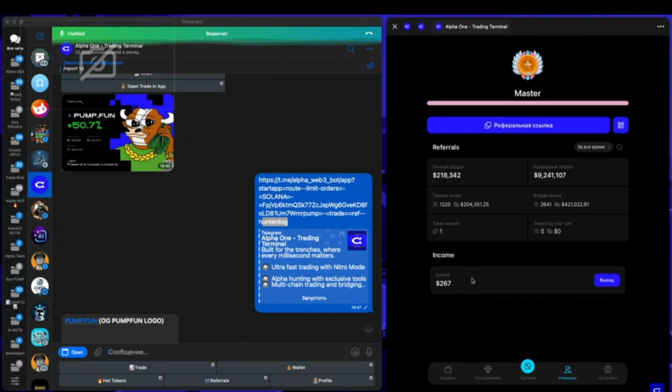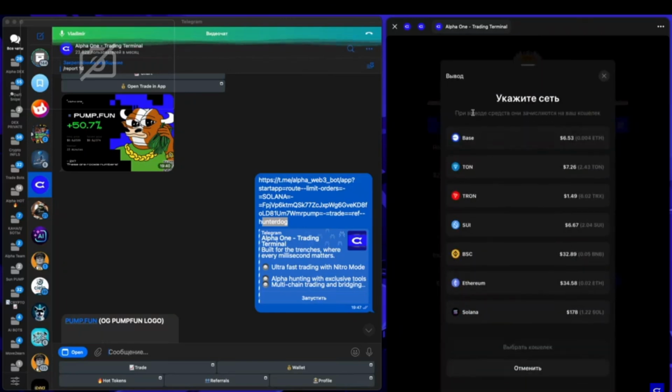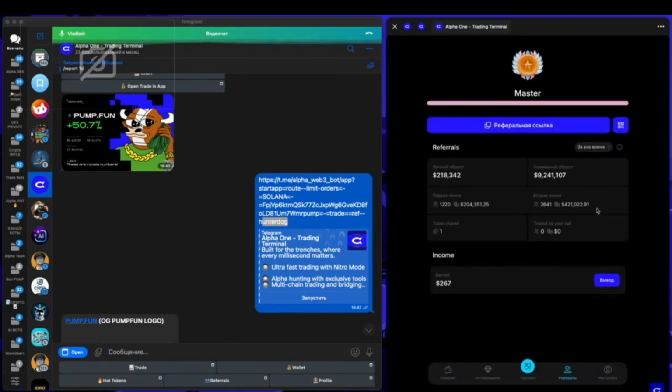So at the bottom, we have an income button, that is, this is the amount of referral rewards available for withdrawal that you have. By clicking on the withdrawal button, we see that we have some accruals in each network. That is, when my referrals trade on the Ethereum network, Ethereum comes to me. When they trade in Solana, Solana comes to me, and so on. Here, accordingly, it is also displayed on your wallets. You just choose what you want, click Select Wallet, and the referral payout instantly comes to your wallet.